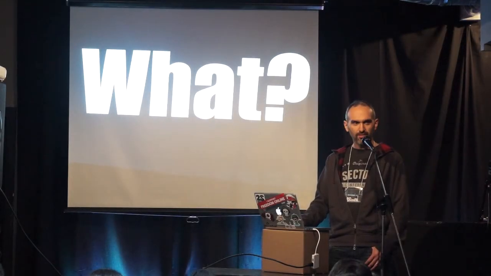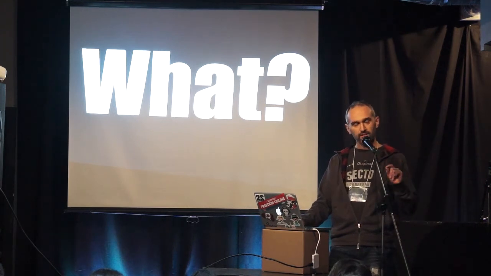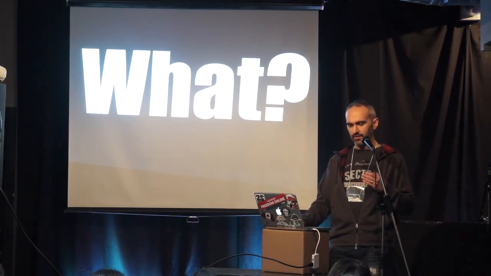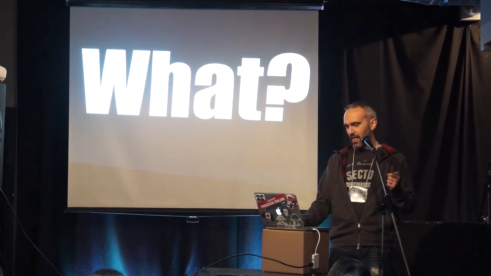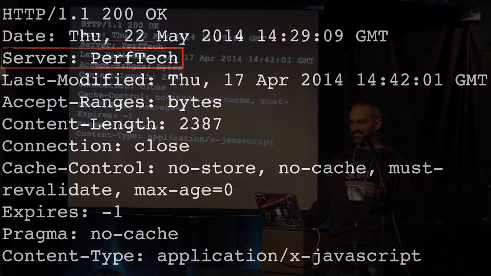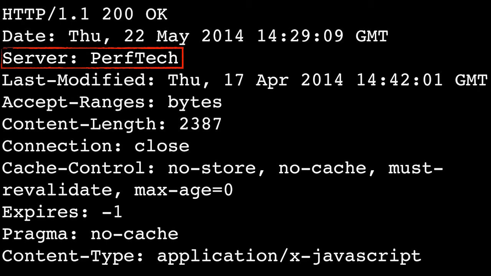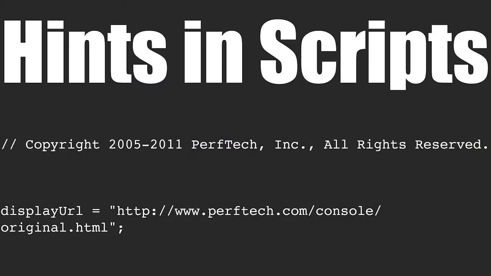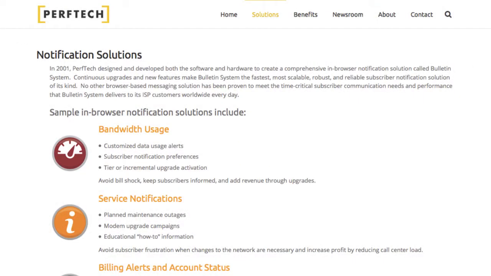What is injecting these packets? Well, we're lucky. That server string did not occur in the initial packet that bounces you off. However, in subsequent packets, it does. Hooray! Although it is actually just Apache and they've just renamed it. So that sounds like a manufacturer. Then when you look in the scripts, they helpfully put a copyright notice and a URL. So that might be a manufacturer too. So we go to their site and they sell products that inject things on web pages for ISPs. So it sounds like we're probably on the right track.